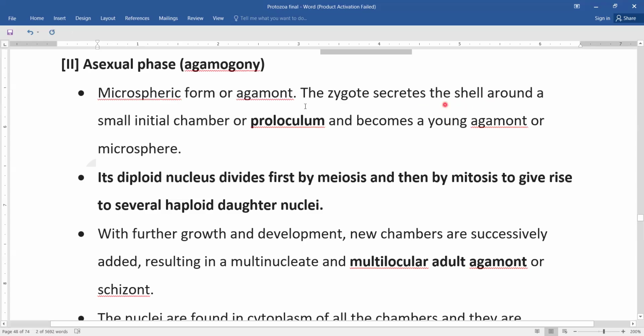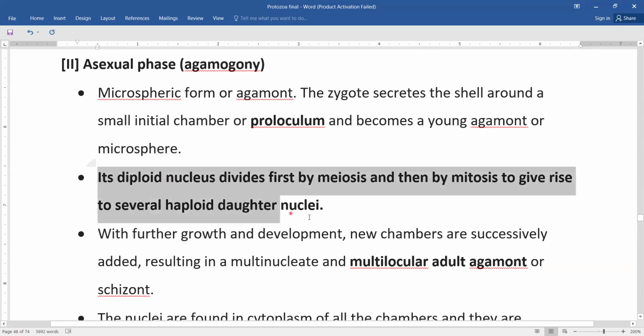A small initial chamber or proloculum is produced and becomes a young agamont or young microspheric form. Okay, so it has a diploid nucleus. I have highlighted this. Now the microspheric form is produced, which is a young microspheric form having a single nucleus.